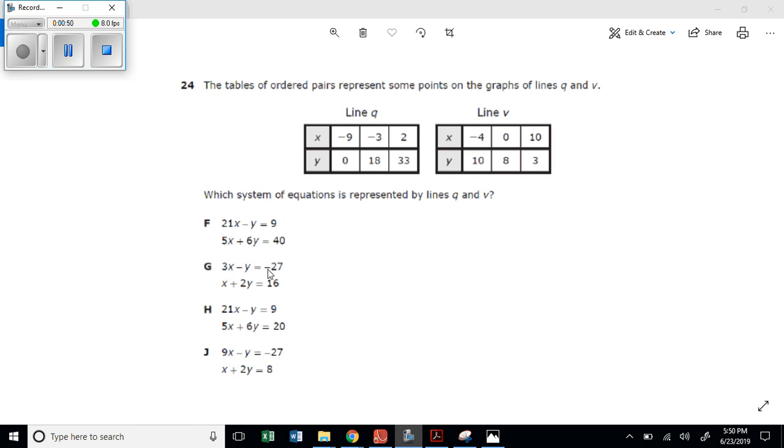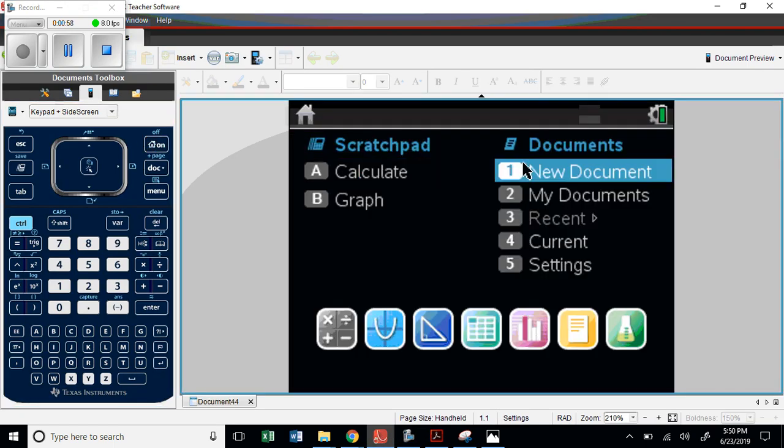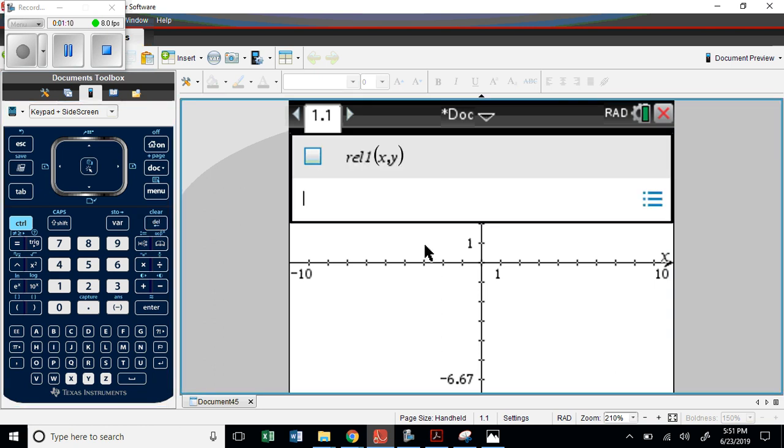I'm going to graph that first equation, 3x minus y equals negative 27. So come over here, start with a new document, graph. Now, that was in standard form. We can't graph it as y equals or f of x, so I had to delete, go to relations. The equation is 3x minus y equals negative 27. Make sure you pick the minus symbol, and for the negative sign, notice the difference between the two. Then I hit enter.